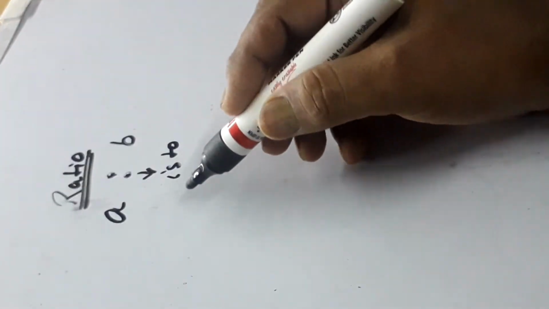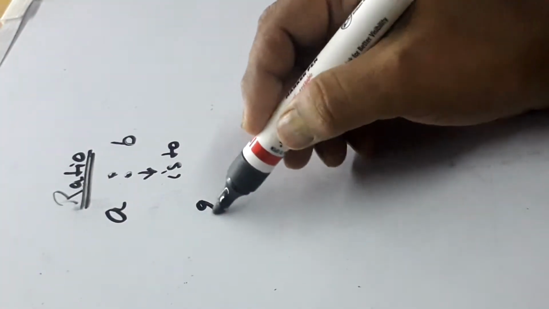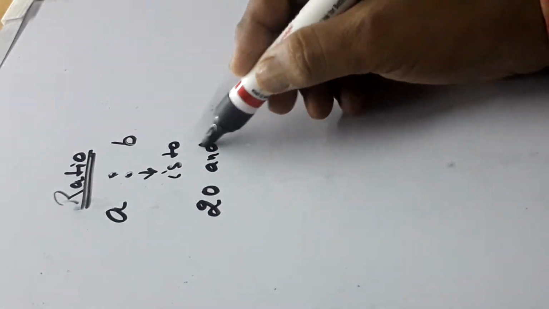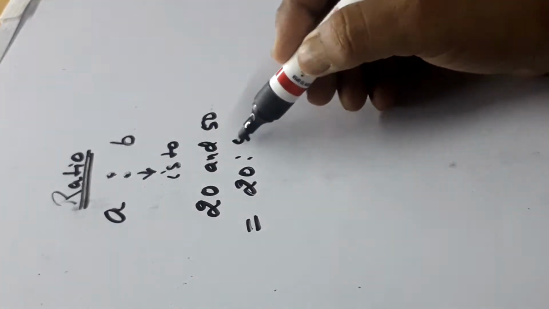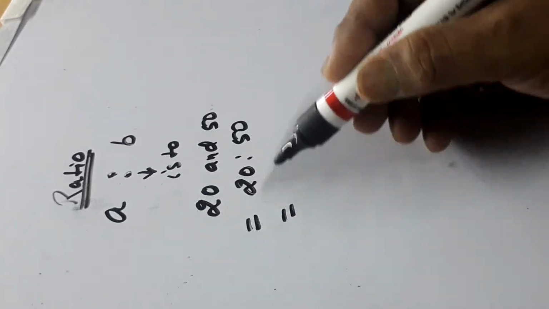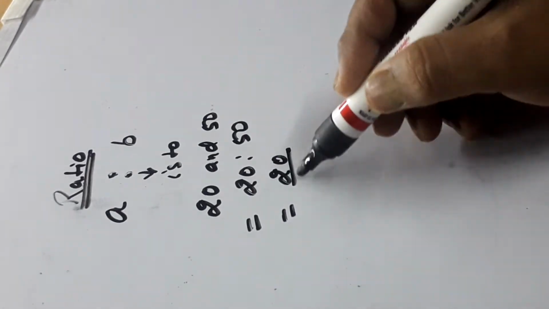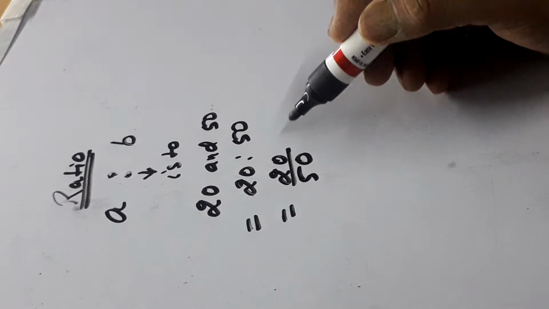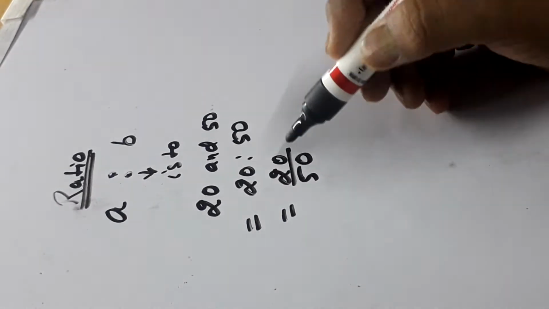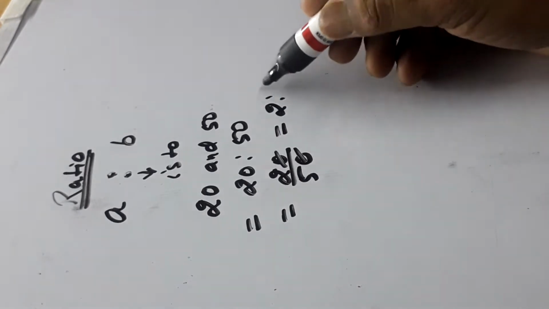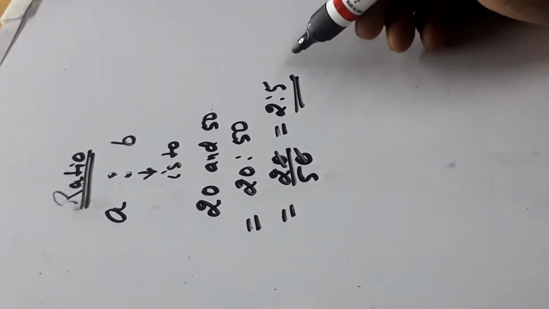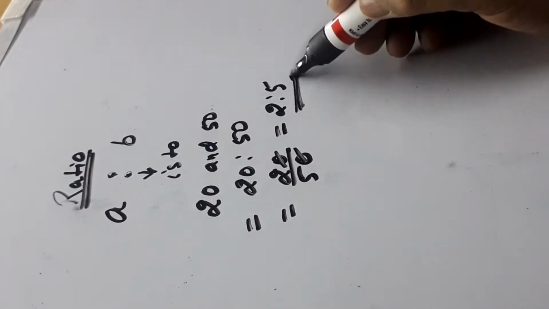Suppose we have two numbers 20 and 50. We want to find the ratio between them. It will be written as 20 is to 50. Now we will write it as 20 upon 50 because we know ratio is the comparison by division. 0 and 0 cancel, we are left with 2 is to 5. It is in simplest form.